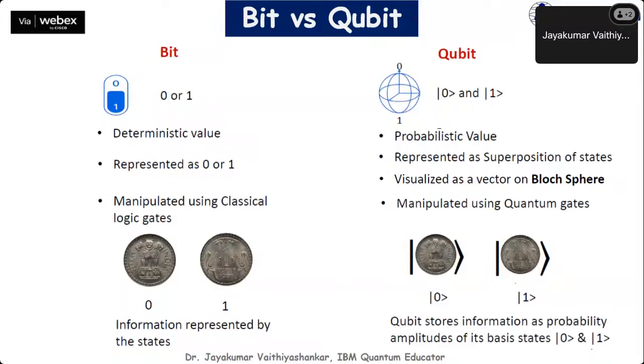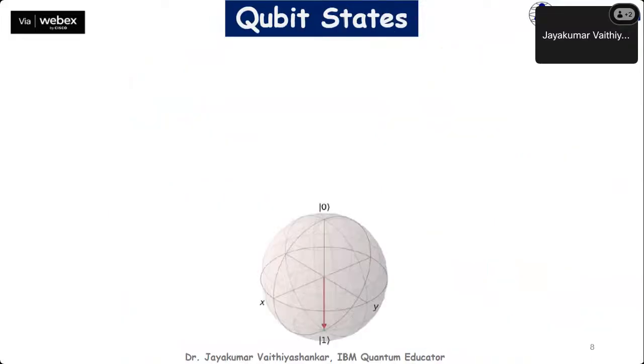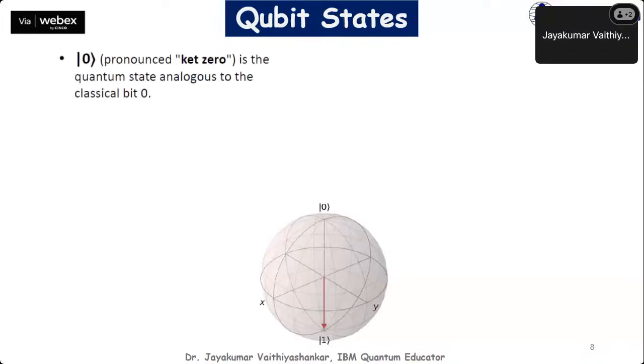Okay, so a qubit stores information as probability amplitudes of its basis states. You can choose your basis state. Here we have chosen state 0 and state 1, right? Sometimes you can choose positive state and negative state. Based upon your basis state, you can represent your qubit information. Take an example of the Bloch sphere. Now it is pointing to the south pole, state 1. So |0> is a quantum state analogous to the classical bit 0 we already covered.